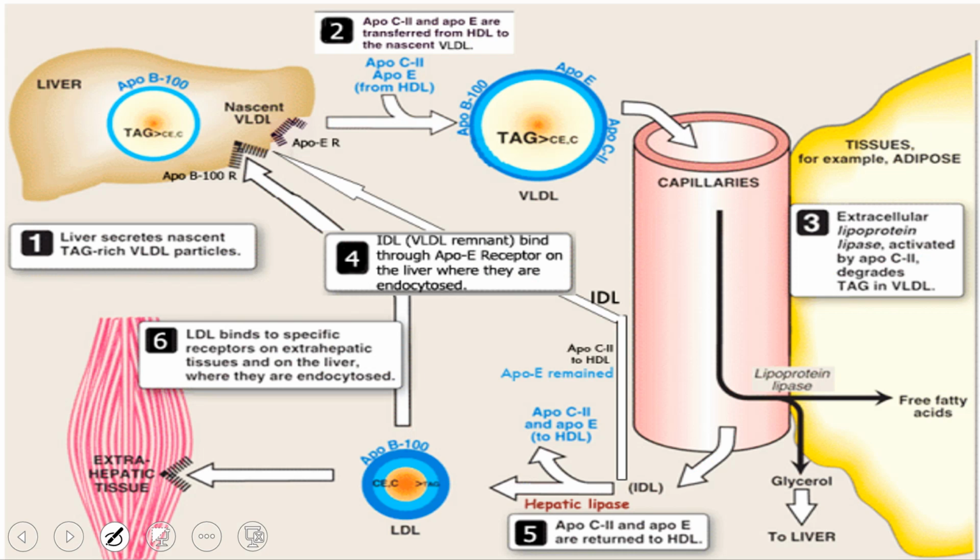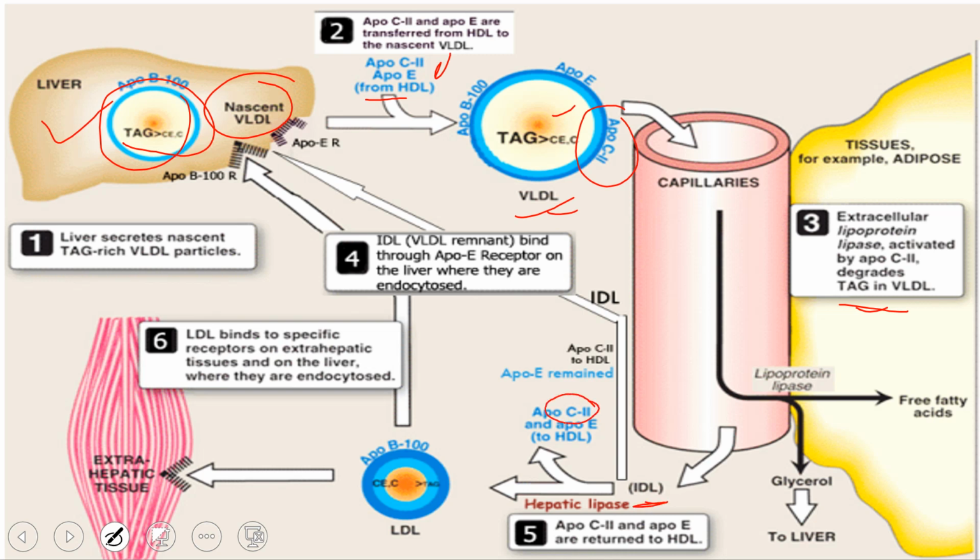This is the same process, the same pictorial representation in another way. In the liver, this component is converted into nascent VLDL, which gets C2 and E from HDL and is converted into VLDL. This VLDL's C2 is going to activate LPL, lipoprotein lipase, which works on it. Some of the triglyceride will be metabolized and it will lose C2 first and convert into IDL.